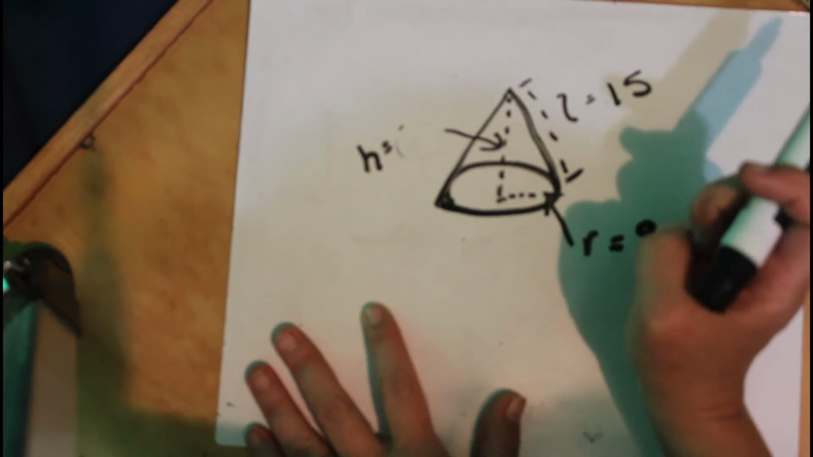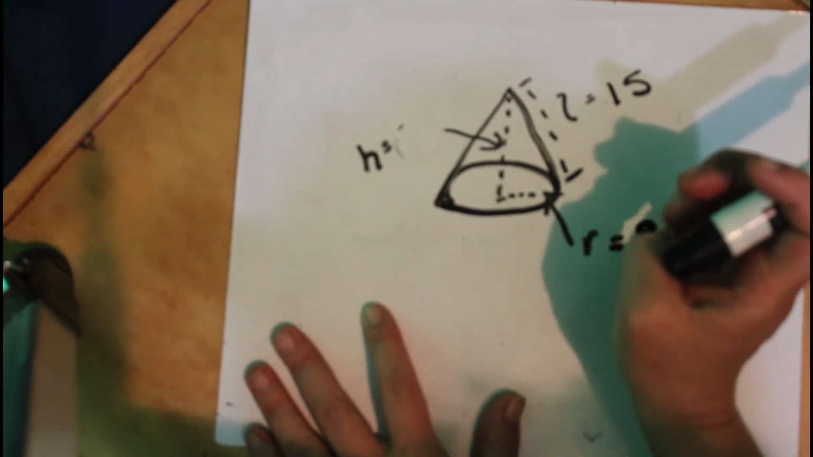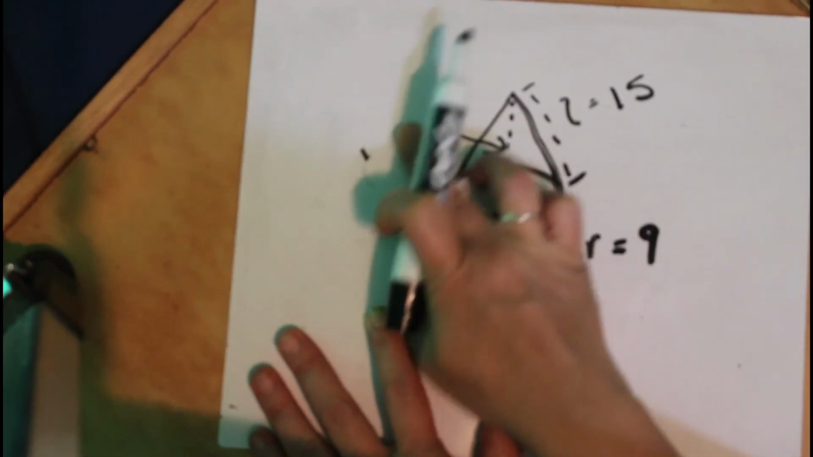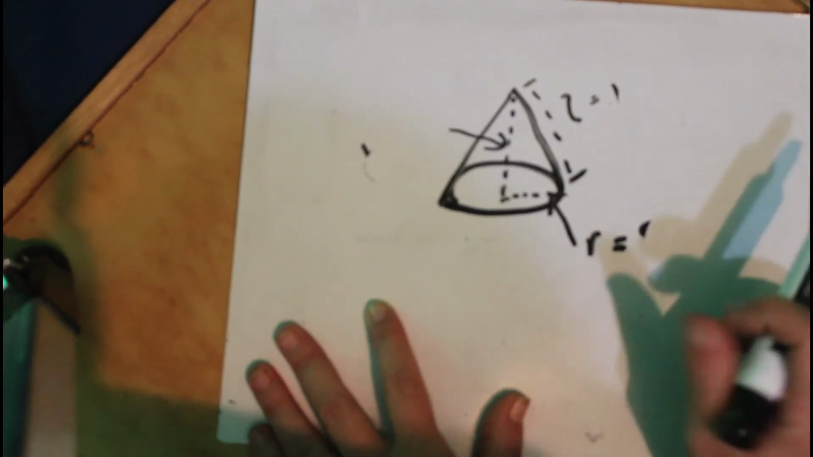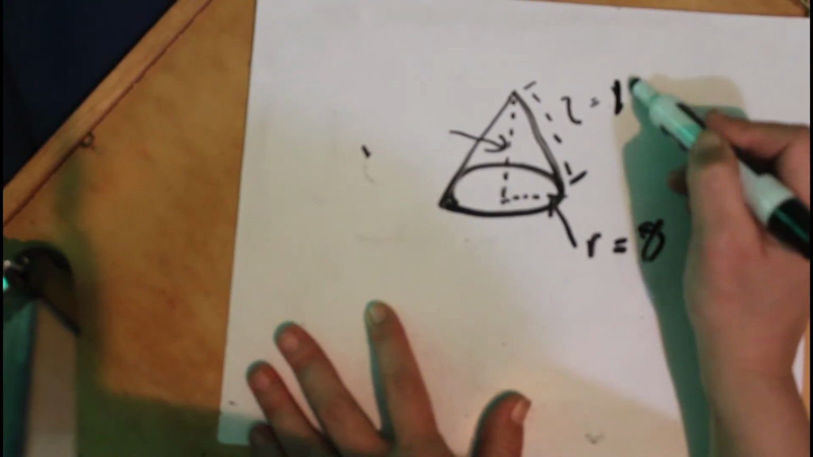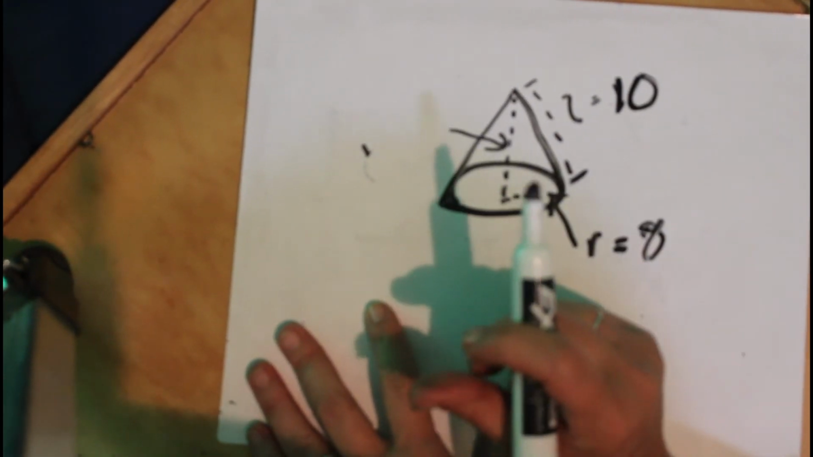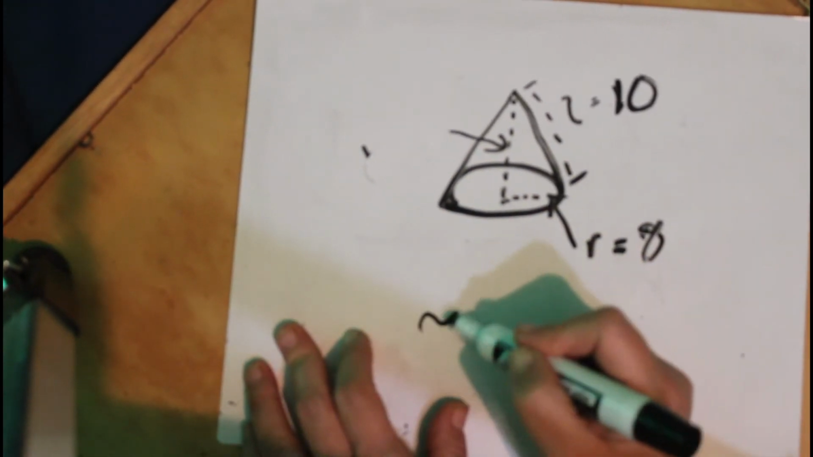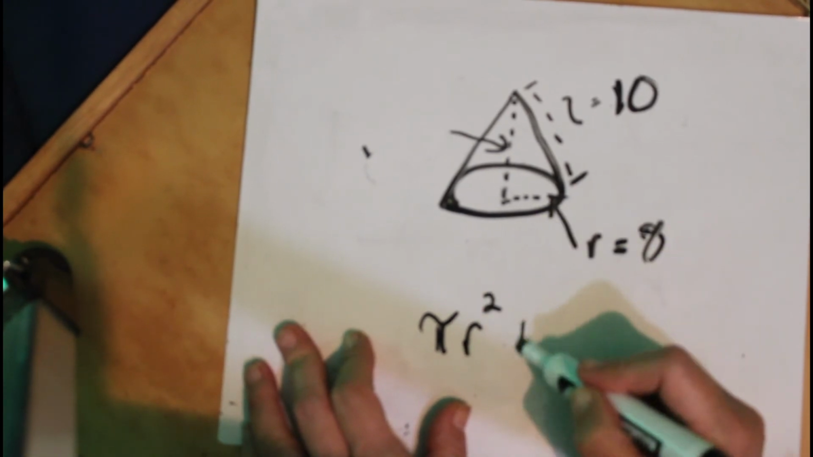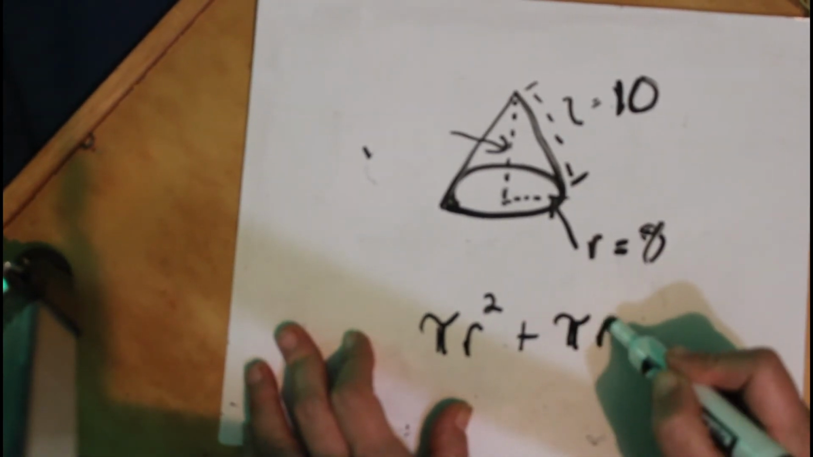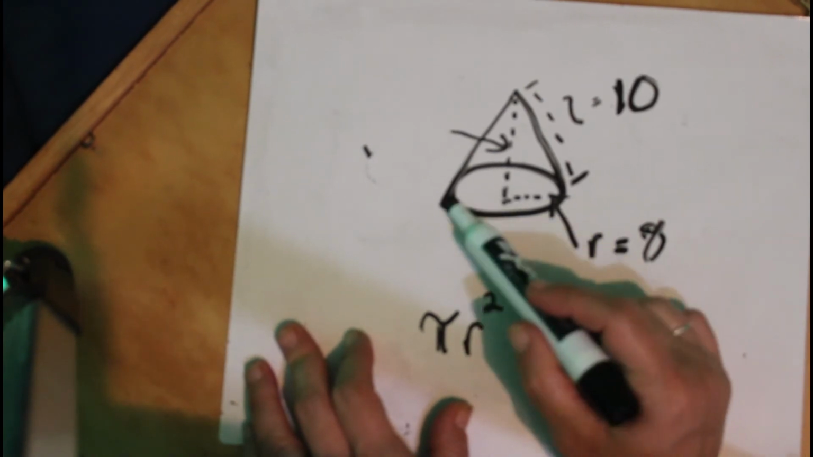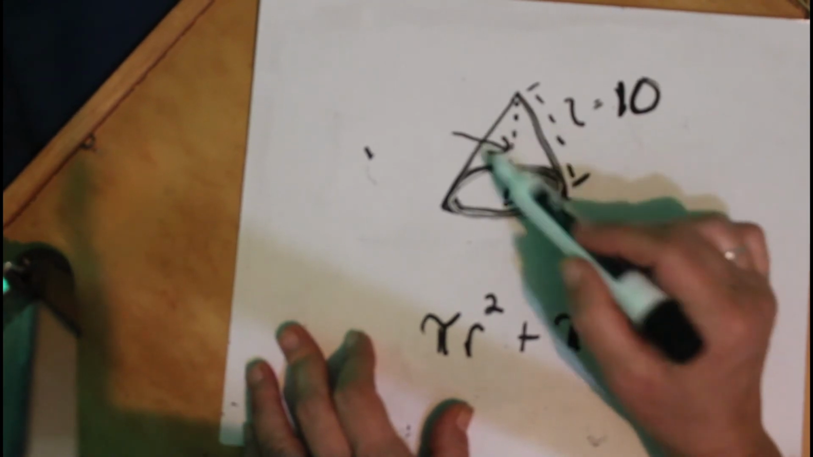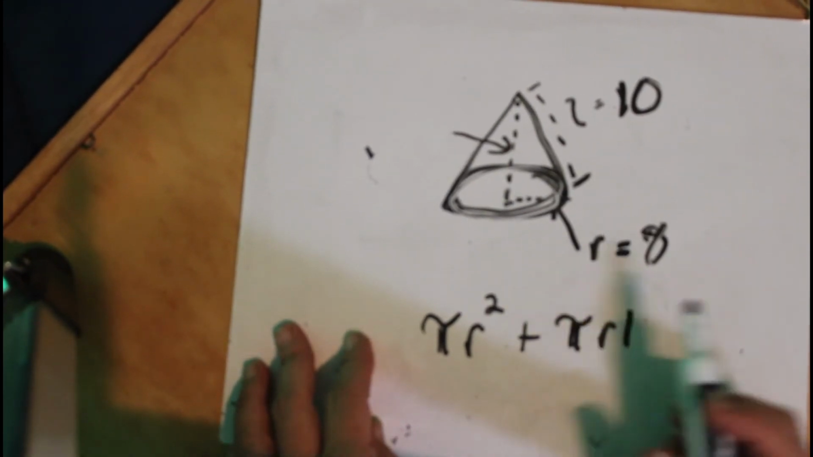We need to know the right circular cone has a radius of 8 and a slant height of 10. Alright, we're going to do that one up there. Radius of 8, slant height of 10. So what we're going to do is pi r squared plus pi rl. Pi r squared is going to get us this, and then pi rl is going to get us the lateral surface area, the curvy part.